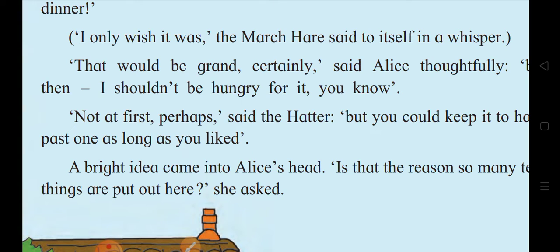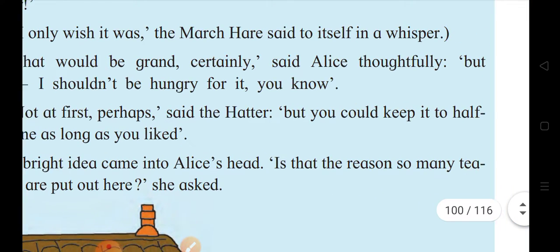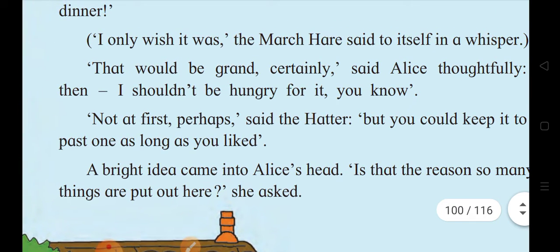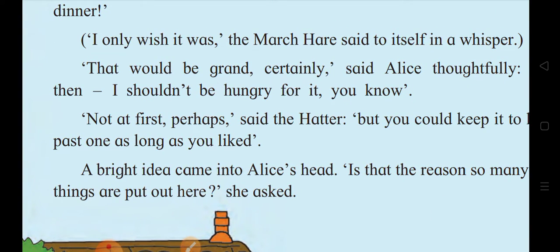"Not at first, perhaps," said the Hatter. So what is the Hatter saying? Not at first, perhaps. That means you may not feel hungry the first time. "But you could keep it at 1:30 as long as you liked." So you can keep the time as long as you want, till the time you feel hungry, you can keep the clock at 1:30. You may not change the time, and it will wait. It will remain there only if you are in good terms with the time.